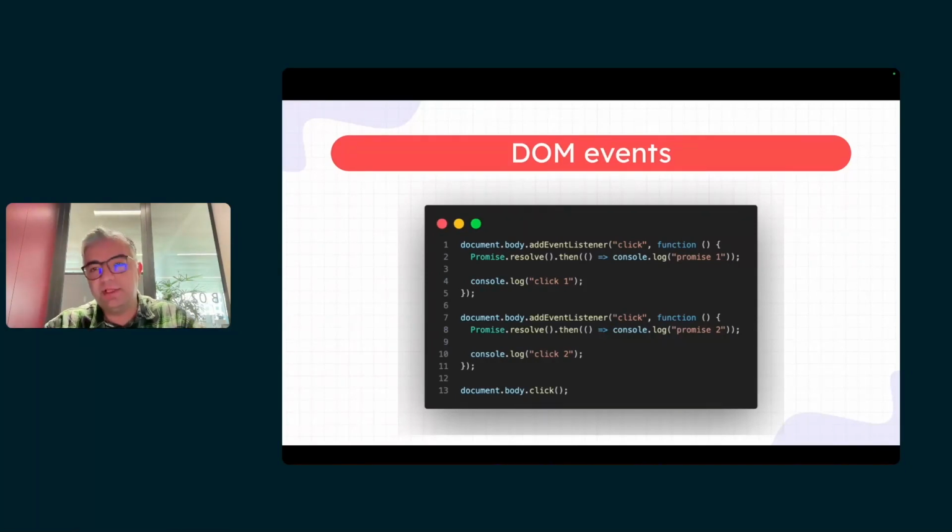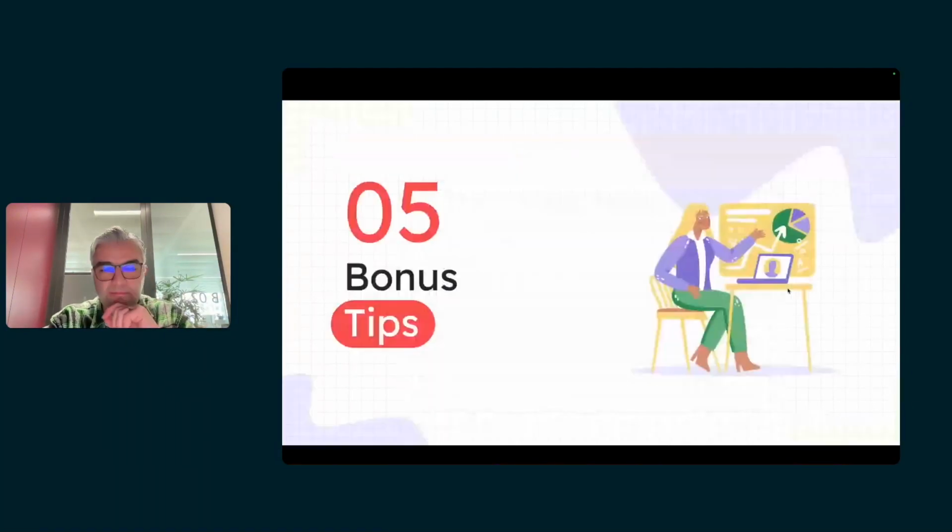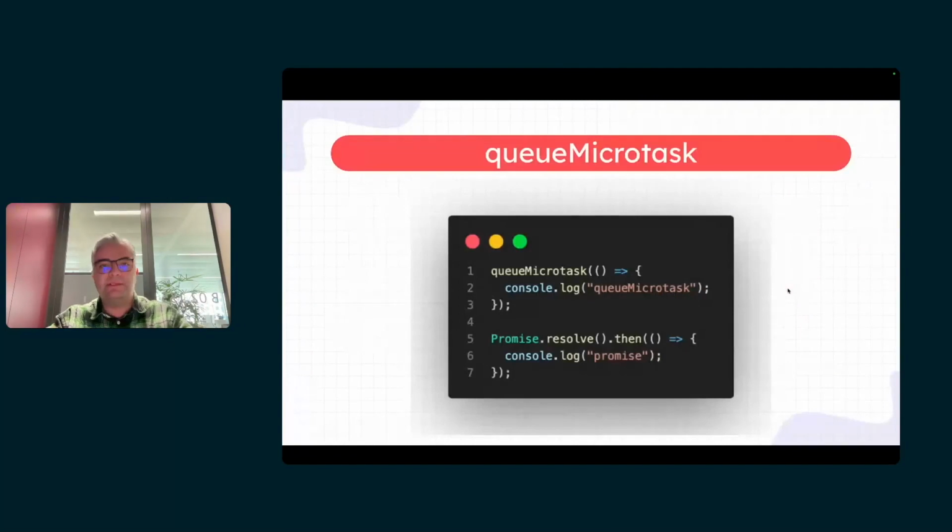It's going to change everything, to be honest, long story short, because whenever you run click function, it pushes both of these click functions, not one by one, to the queue. So because of that, click 1, click 2, promise 1, and promise 2. So some bonus tip, and we are done.